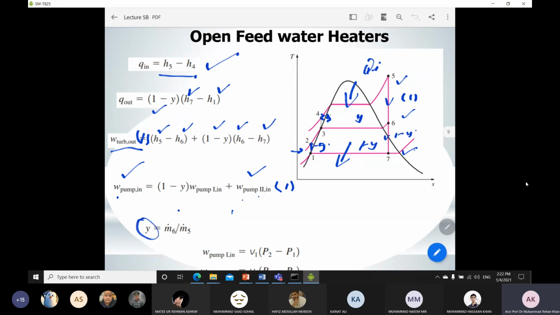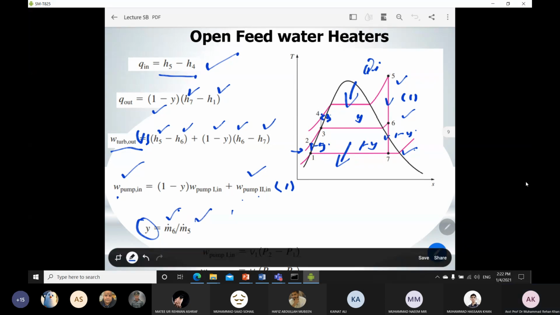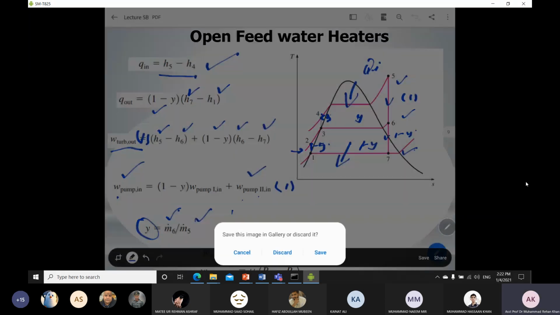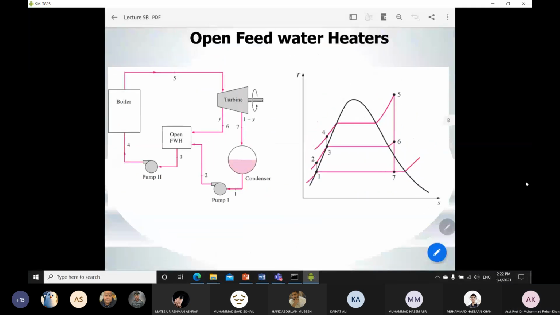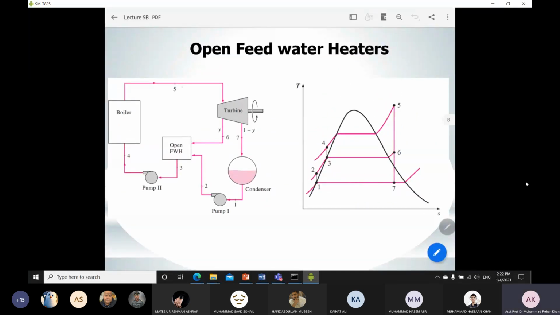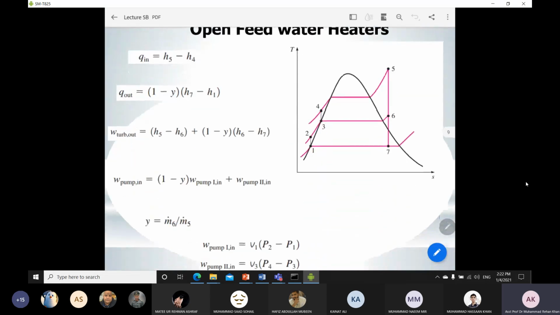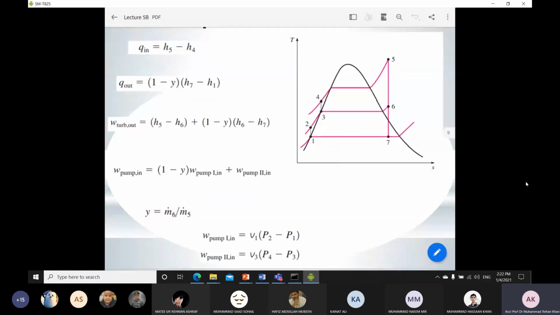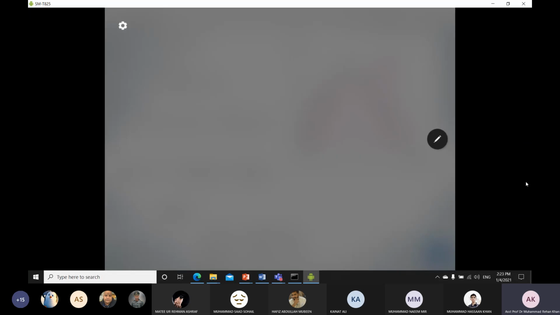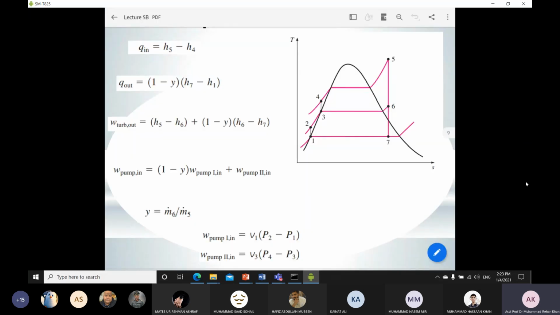Then the fraction of the bled steam you can find by dividing m dot 6 over m dot 5. This is m dot 6 and m dot 5, as you can see from the diagram also. So you can divide it and get the fraction. We will also see a method of using the enthalpies in order to find the fraction of the steam whenever we have to solve a problem of the open feed water heater.